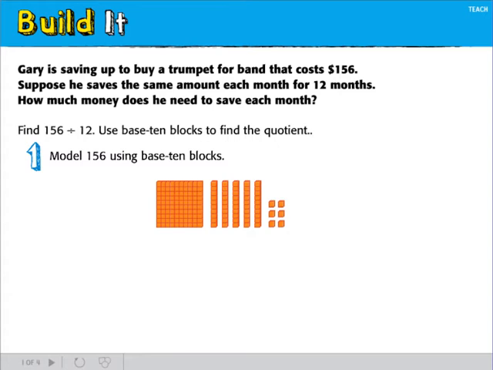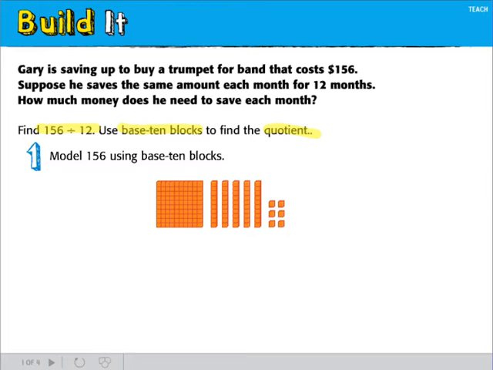Right now, it says Gary is saving up to buy a trumpet for a band that costs $156. Suppose he saves the same amount each month for 12 months. How much money does he need to save each month? So we're going to find 156 divided by 12. We want to use base 10 blocks for the quotient. So the first thing that we need to do is use base 10 blocks to represent our dividend.